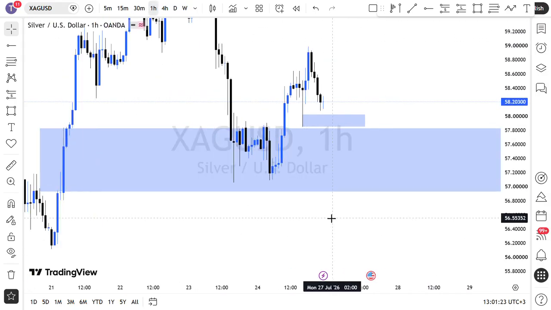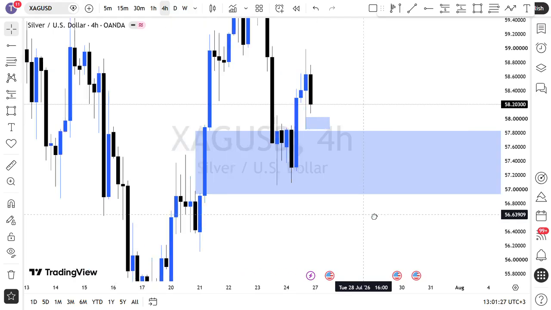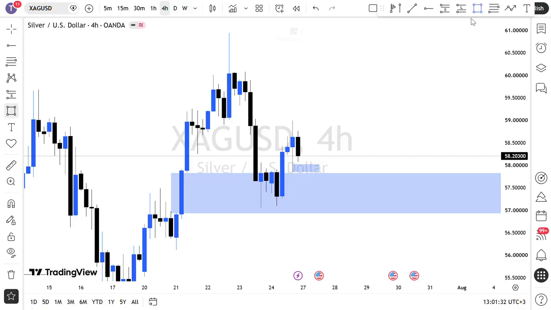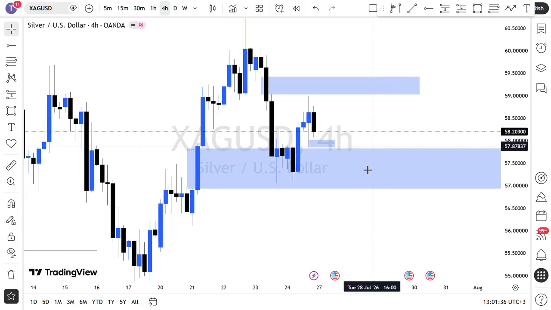So on silver, that is what I think. Let me look for a point of interest. Let's say maybe in the 4-hour time frame. Also, we have this fair value gap up here, which price can react from.